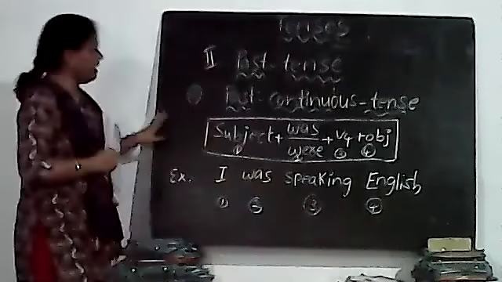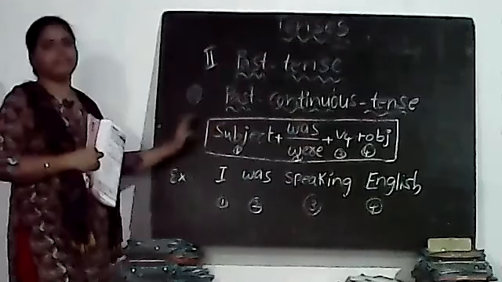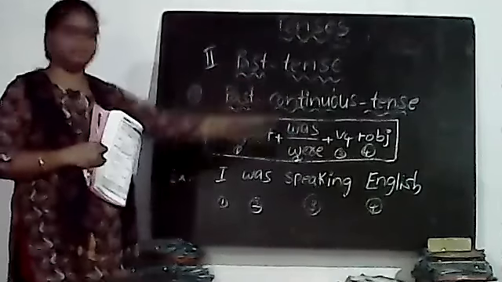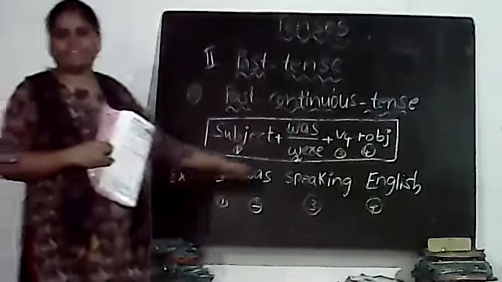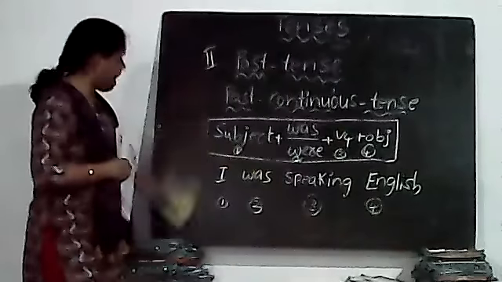Then now, children, once again I repeat it. Past continuous tense structure is subject plus was or were plus V4 plus object. Then example: I was speaking English. Yes. Next, then go to the third one.